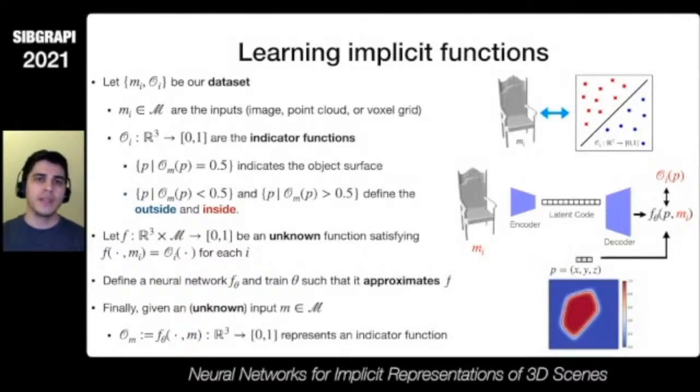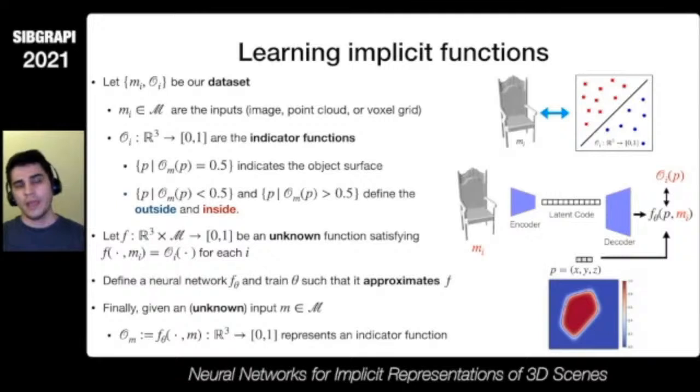We consider the dataset to be a set of pairs (Mi, Oi), where Mi are the inputs that can be images, point clouds, or voxel grids, for example. Oi are the corresponding indicator functions of the inputs. The object surface is represented by the 0.5 level set of the indicator function. The points with values less than 0.5 are outside the region, and the points for which the function is greater than 0.5 are inside the region.